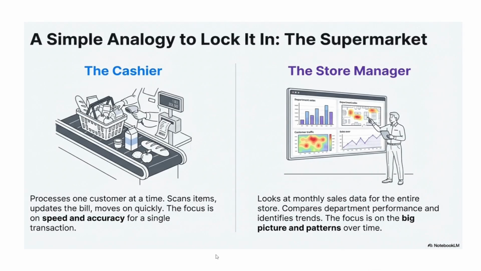So a simple analogy to lock it in and make your concept clear. This is the cashier, who processes one customer at a time and scans items, so whatever he does is fed into an OLTP system. And this is a store manager, who generally uses an OLAP system. He creates reports on this data. Whatever is fed into the OLTP system is transferred into the OLAP system through ETL loads, and the store manager creates a report on top of it. The focus is on the big picture and patterns over time, not just single transactions.